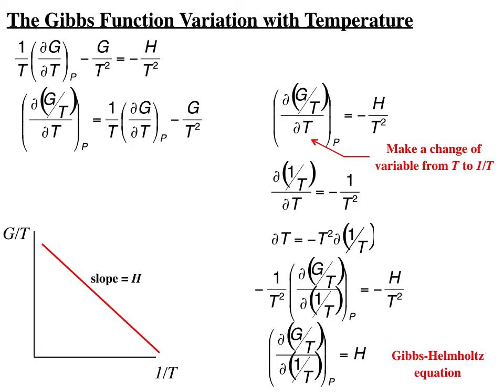that the partial of G over T with respect to 1 over T is equal to the enthalpy of the reaction. So the way that the Gibbs function varies with temperature, and this is known as the Gibbs-Helmholtz equation, is that a plot of G over T versus 1 over T will be a straight line, and the slope of that straight line will be equal to the enthalpy of the reaction.